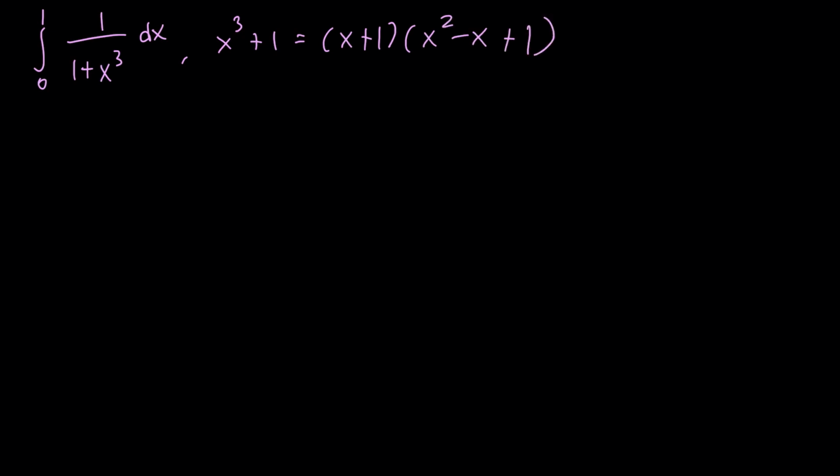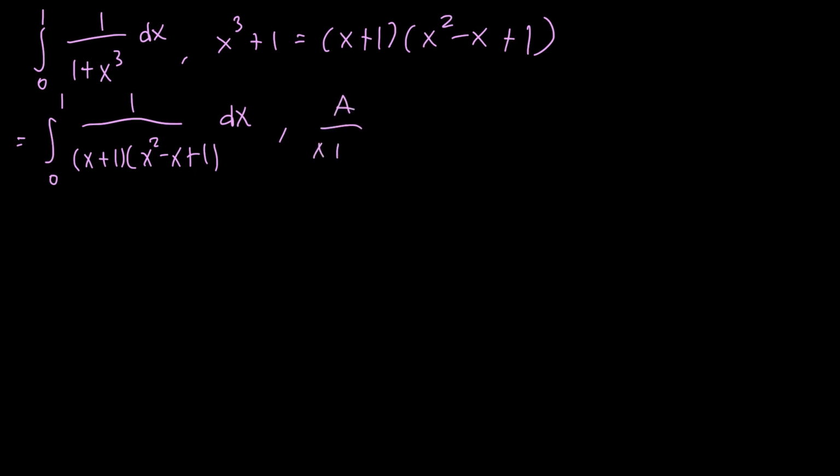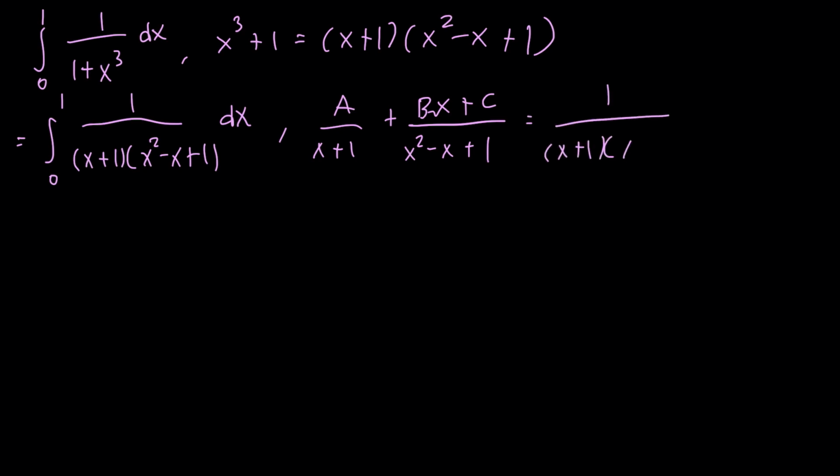So replacing this into the integrand, we have the integral from 0 to 1 of 1 divided by x plus 1 times x squared minus x plus 1 dx. And from here, we'll use partial fractions. So we're going to have A over x plus 1 plus Bx plus C divided by x squared minus x plus 1 equals 1 over x plus 1 times x squared minus x plus 1.